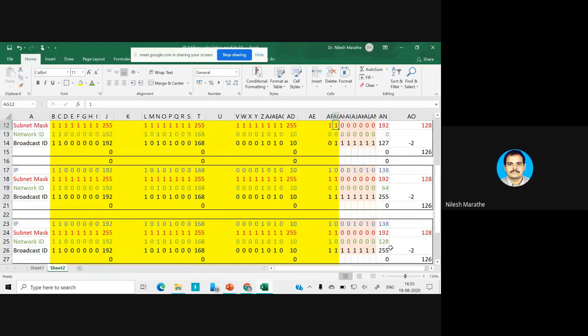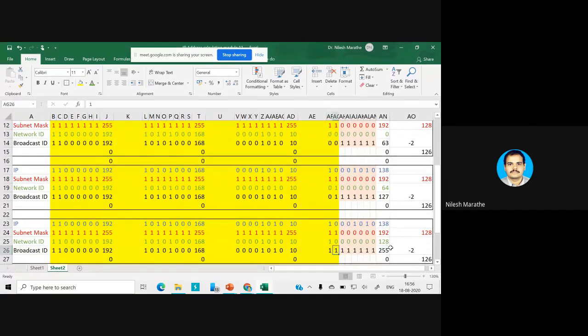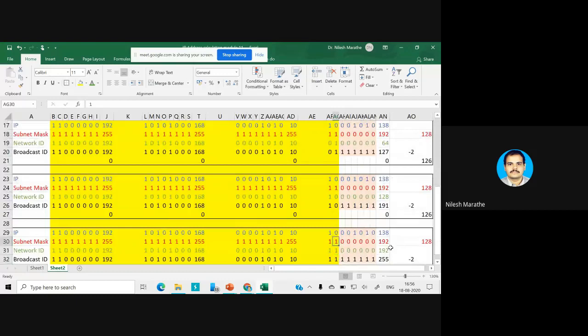Is this clear? In broadcast version, I will make the changes. In broadcast ID2, here its value is 0, all others are 0. Here it should be written as it is, na? 0 1. Here it is 1 0. Here it is 1 1.